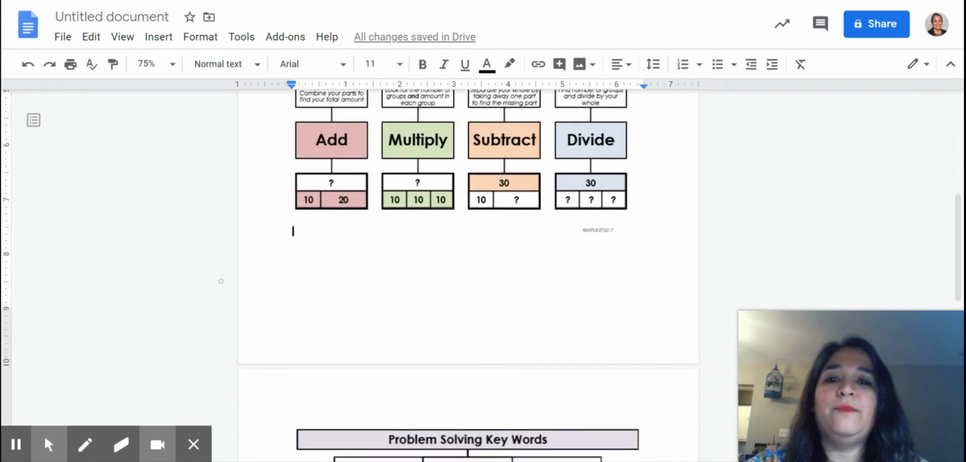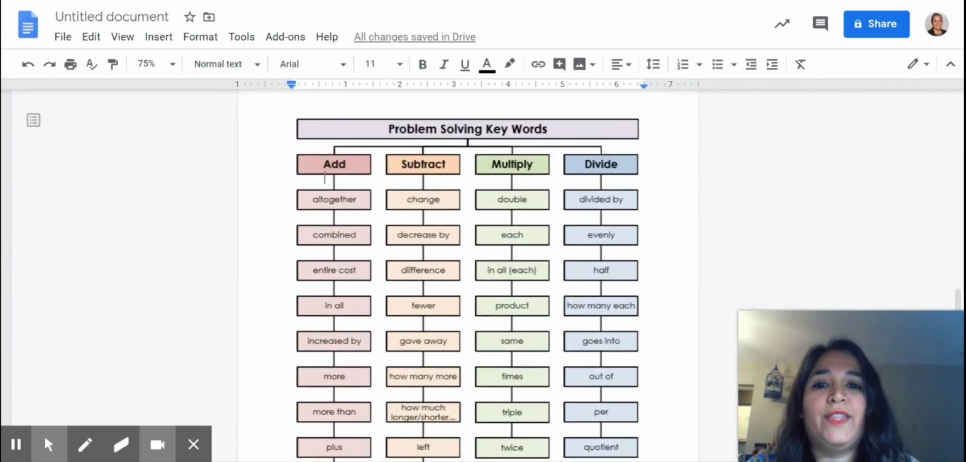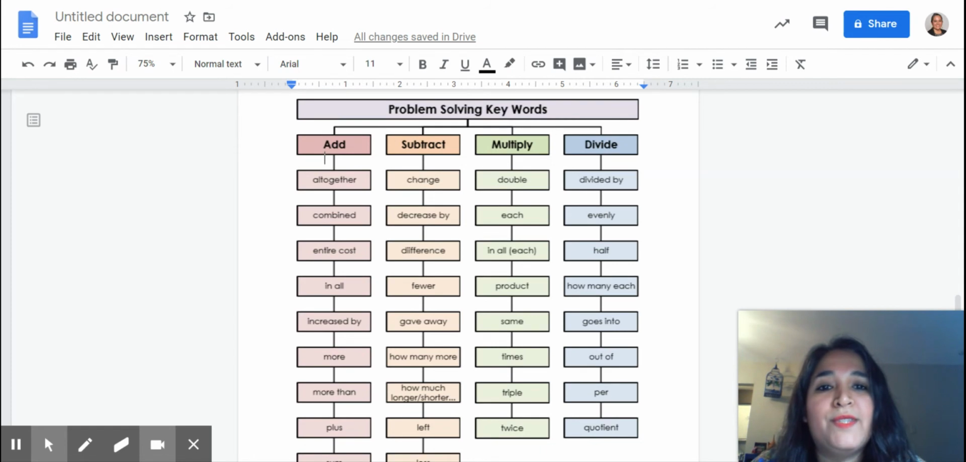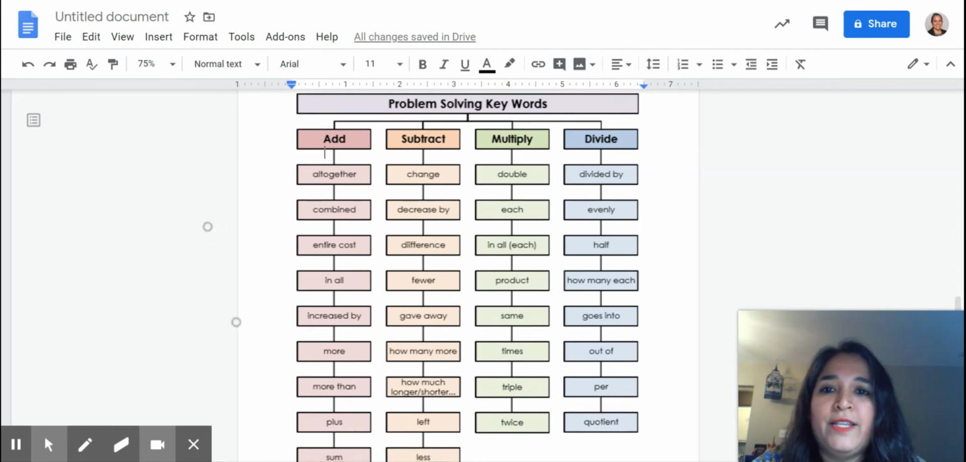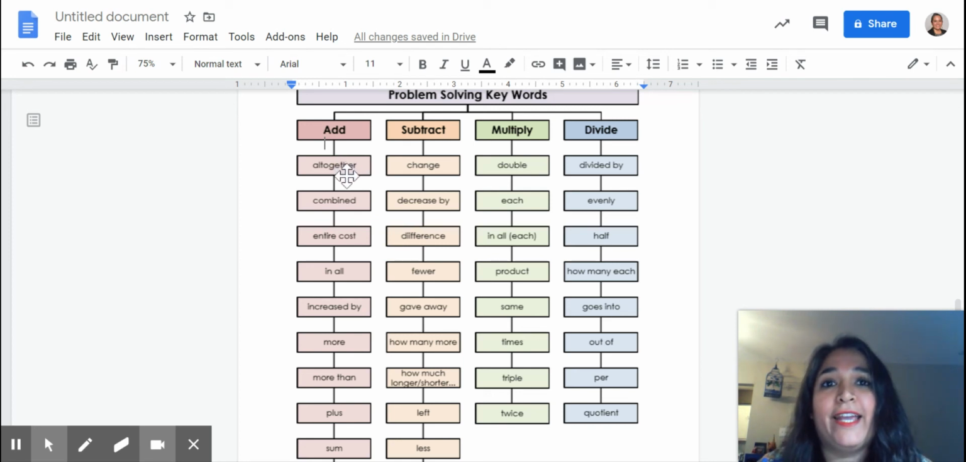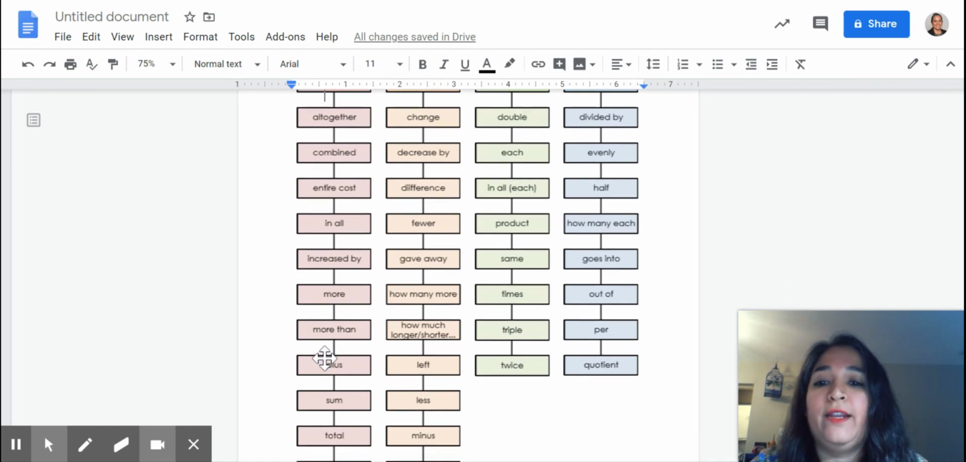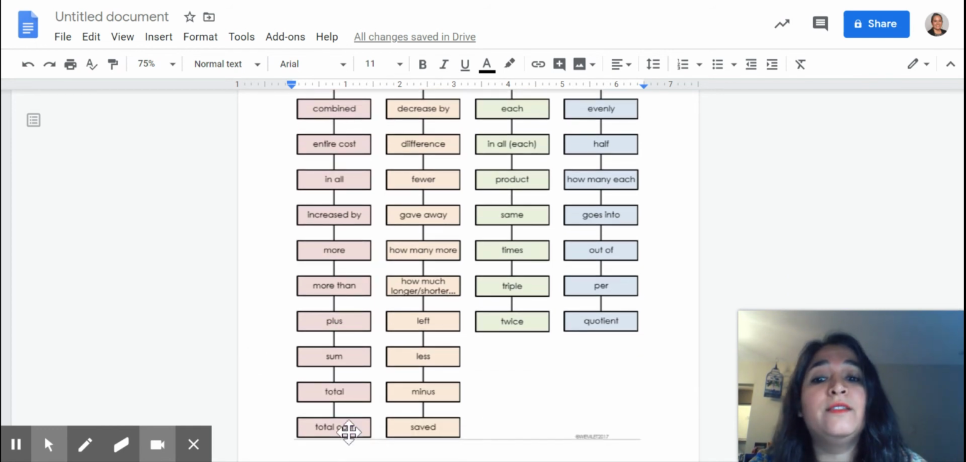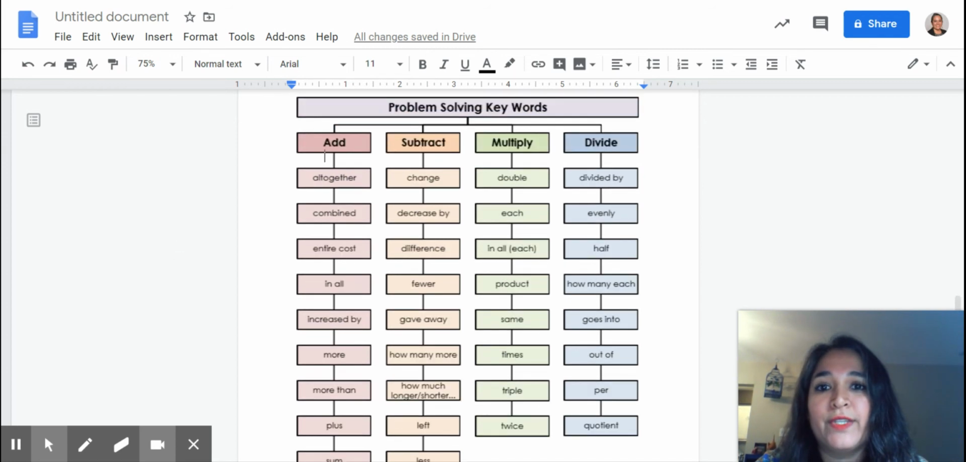Also, we have some keywords that can help us solve that. So here's our problem solving keywords. For example, if we are adding, we'll see words in the problem that say something like altogether, combined, entire cost, in all, increase by, more than, plus, sum, total, total cost. Those are all words that are telling us we need to add our numbers.